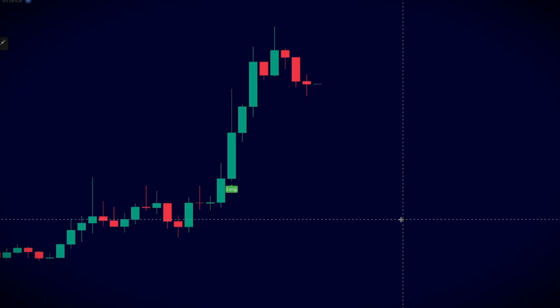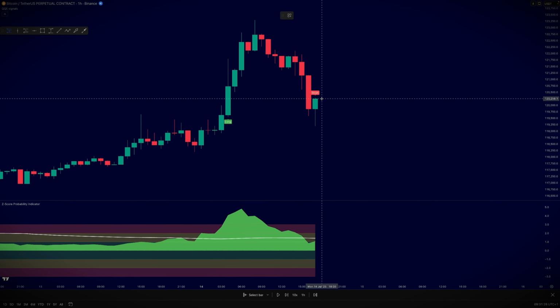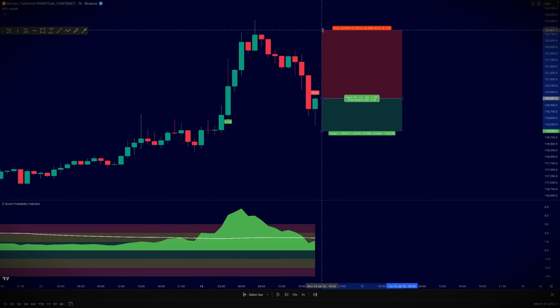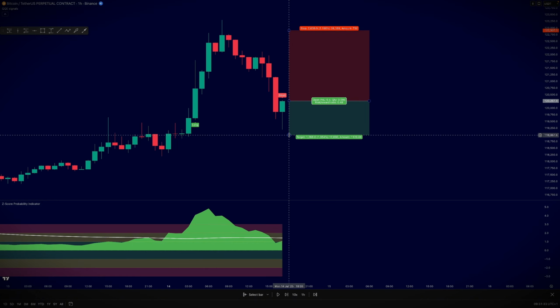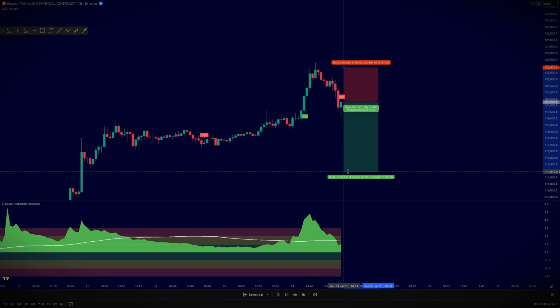A bit later, QQE signals prints a short label. Everything aligns, so we enter a short position. We set the stop above the nearest high. It's 9 candles to the left, 2% above the entry point. Take profit is set at 2 to 1, meaning 4% from the entry. Let's look at the result.